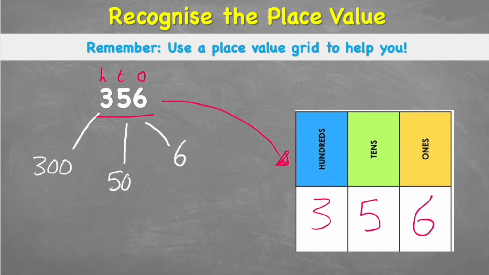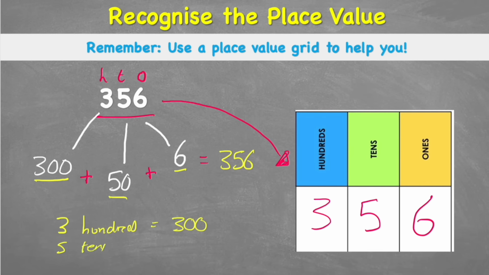And again, I should find that if I add these together, I should equal the original number, and 300 plus 50 plus 6 equals 356. So in other words, I have 3 hundreds, which equals 300. I have 5 tens, which equals 50. And I have 6 ones, which just equals 6. And again, adding these together will always equal my original number, 356.